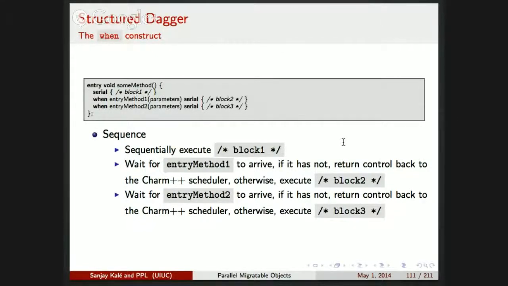Okay, so you call some method, you execute block 1, and at that point, you return control to the scheduler.